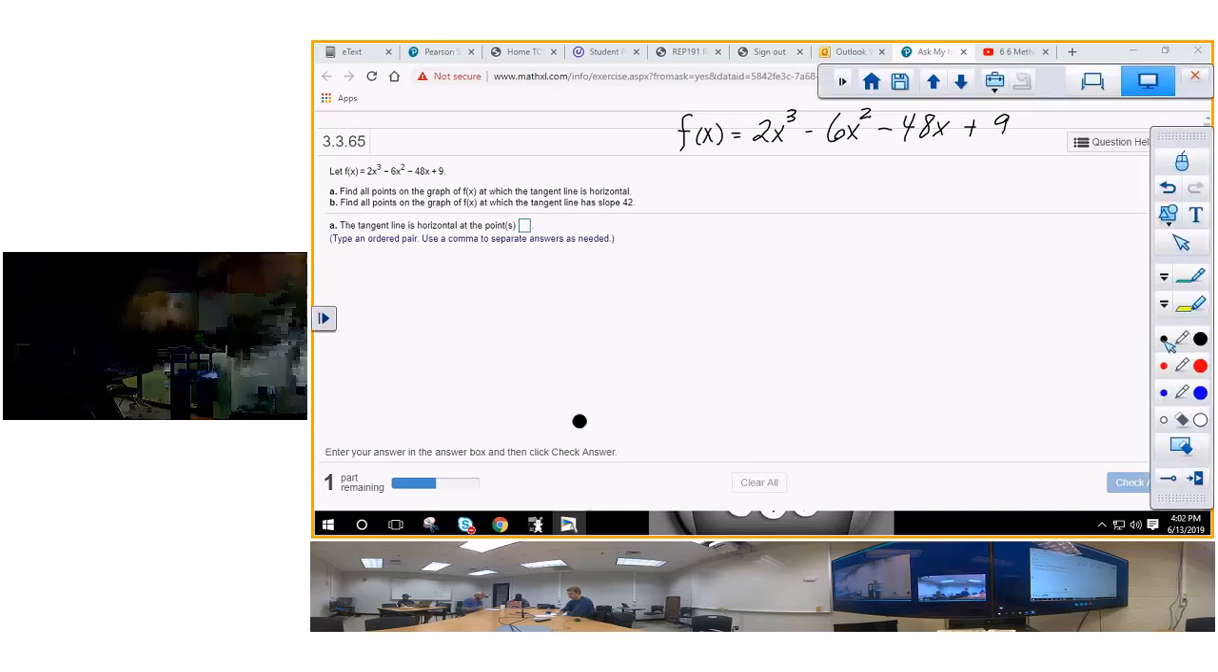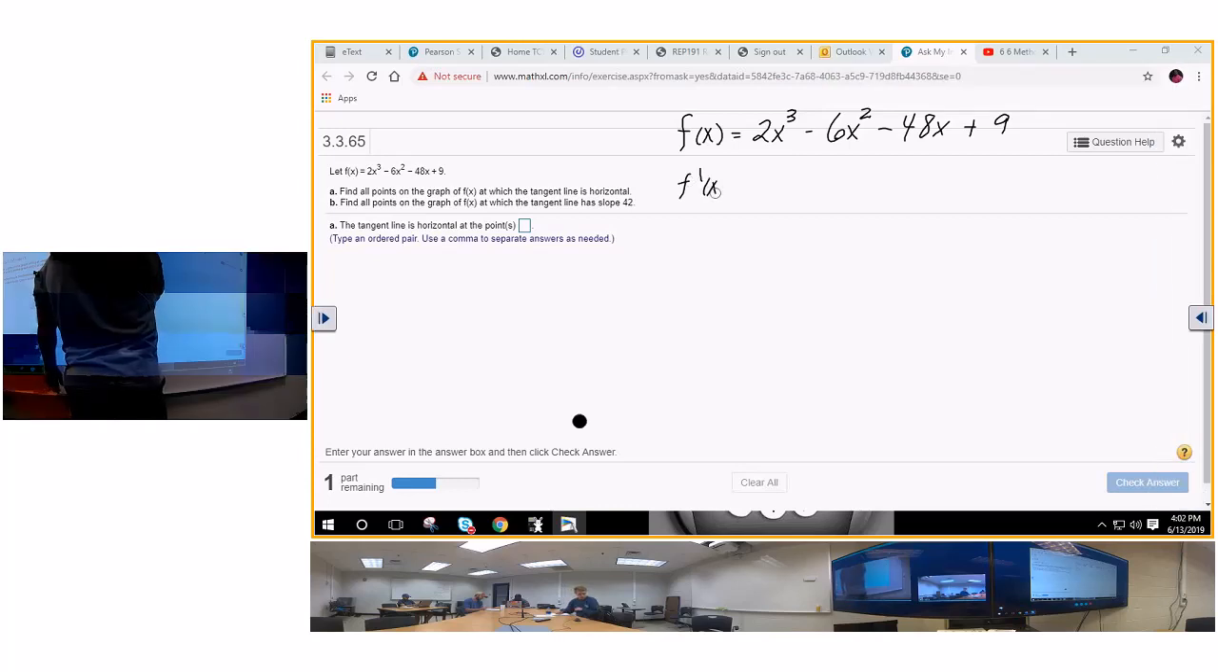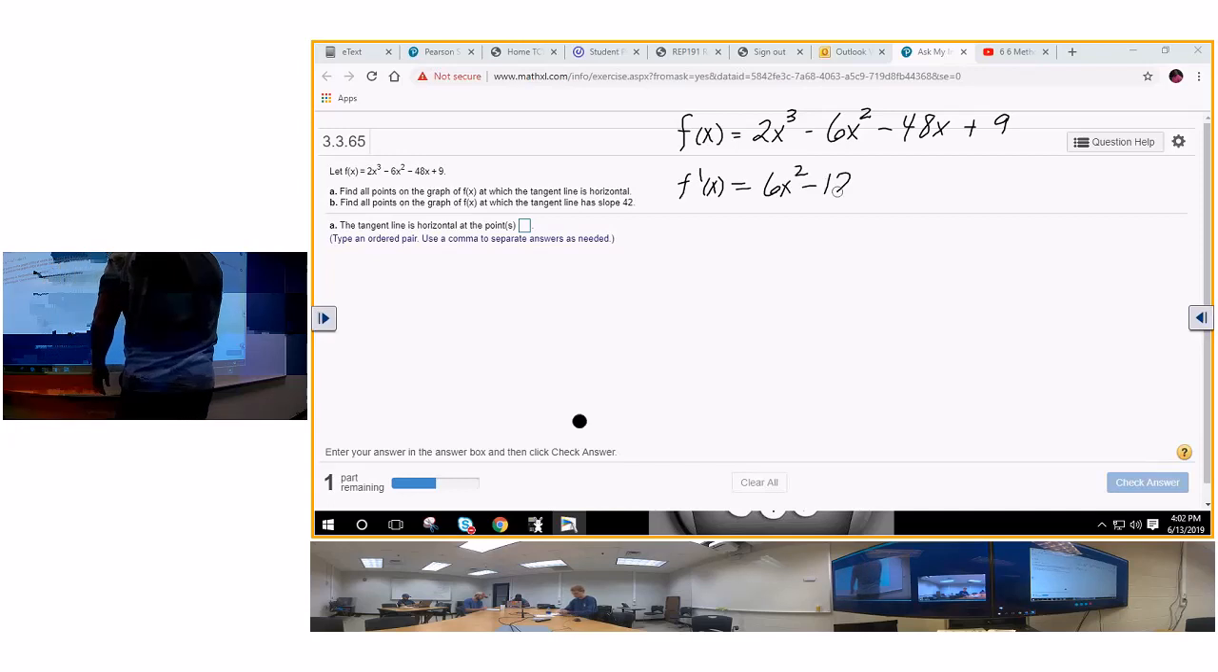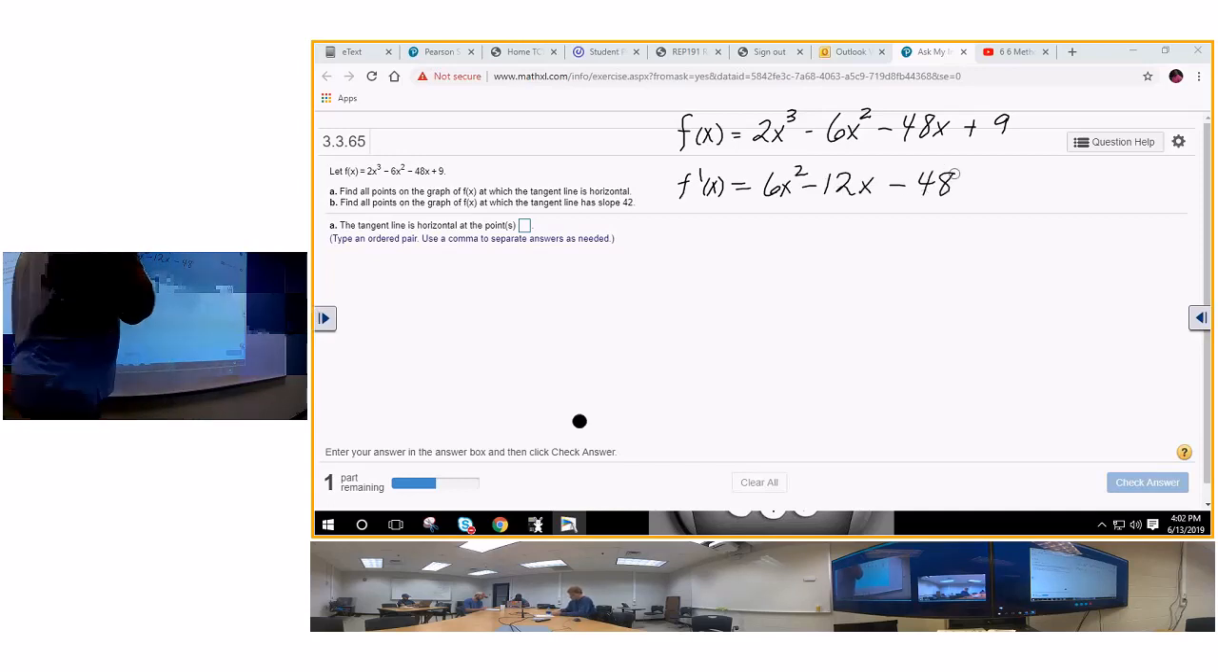So the derivative, f prime of x, is equal to 6x squared minus 12x minus 48. Set that equal to 0.